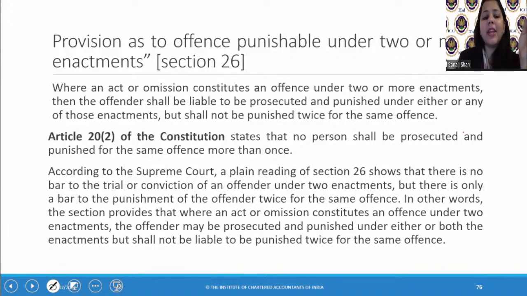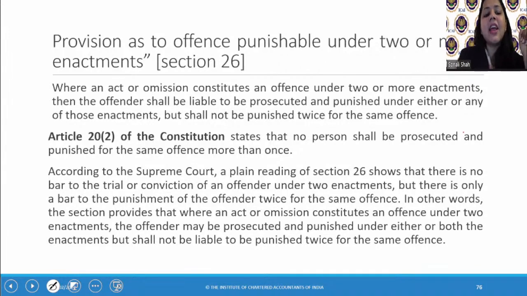Next is section 26, which says provisions as to offense punishable under two or more enactments. So let's say a person has committed an offense, but that offense is punishable under two or more acts. It's not punishable under one act. Let's say there is an offense which is punishable under IPC also and under Companies Act also. So if a person has committed such an offense, then what will happen? That has been provided for in section 26.